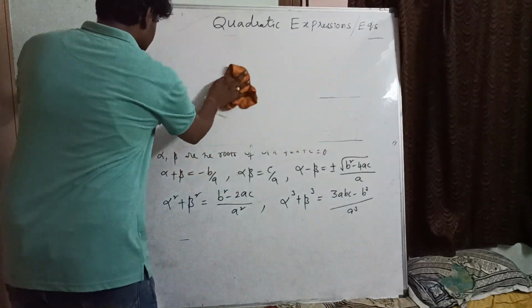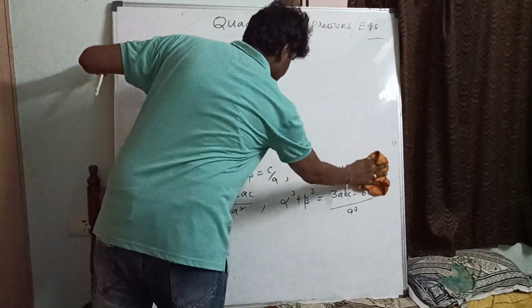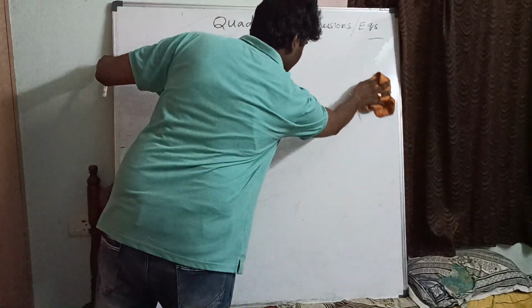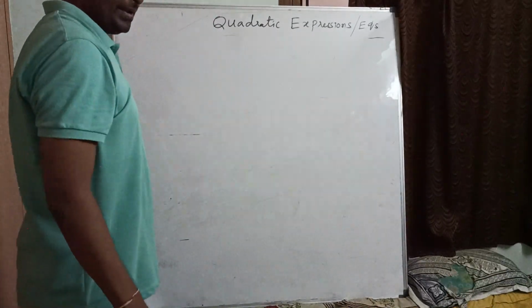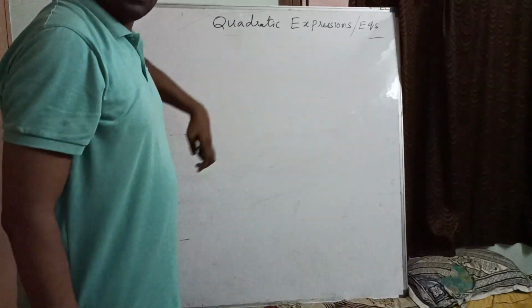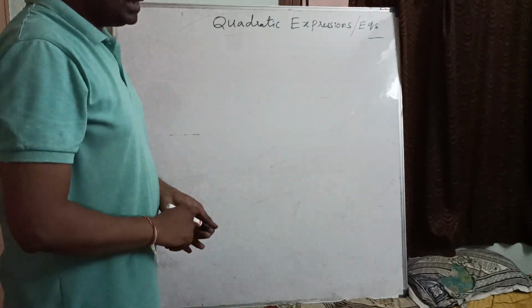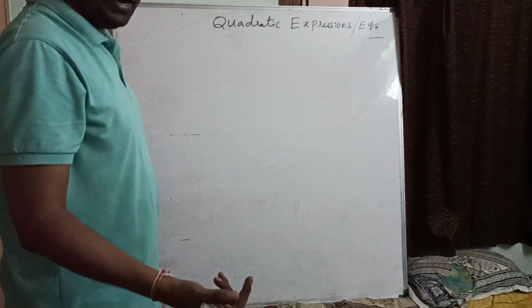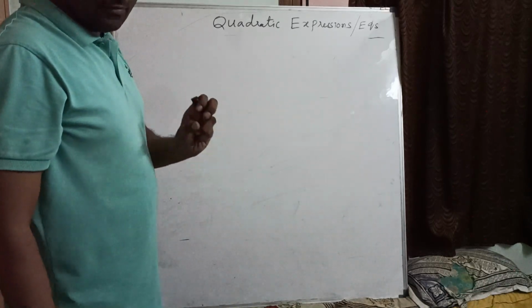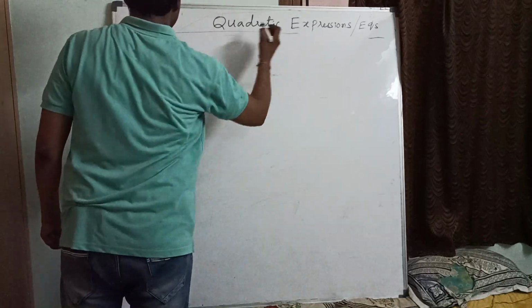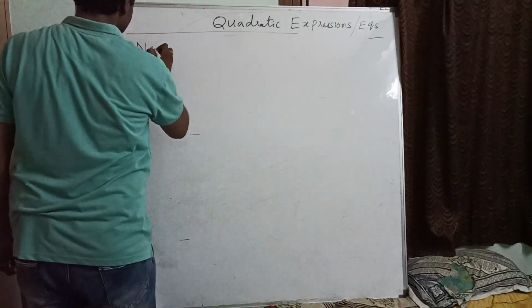So what is the nature of roots? Generally, how the roots are going to be obtained. Are those real or complex, or equal or different? So all these things we are going to identify by using the value of discriminant. Let me write nature of roots.